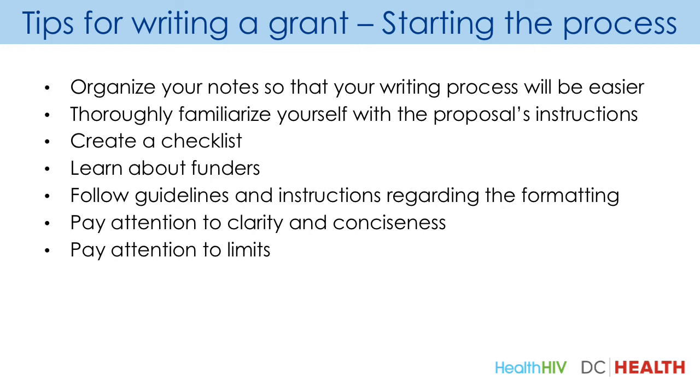Make sure that you pay attention to clarity and conciseness. After you learn about your funder, you can begin your writing process. Be sure to write with clarity and organize the sections of your proposal. If necessary, you can use headings and subheadings to structure your proposal. These headings can help to separate sections. You can also use bullet points so that the information is easy for the funder to read and review.